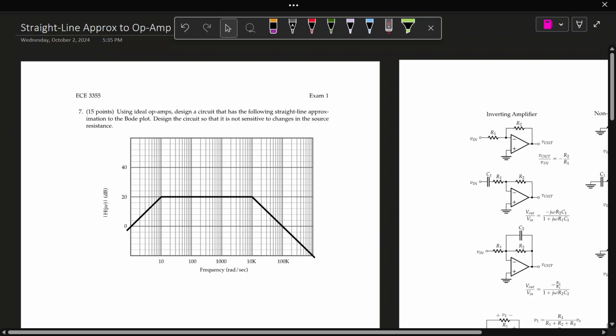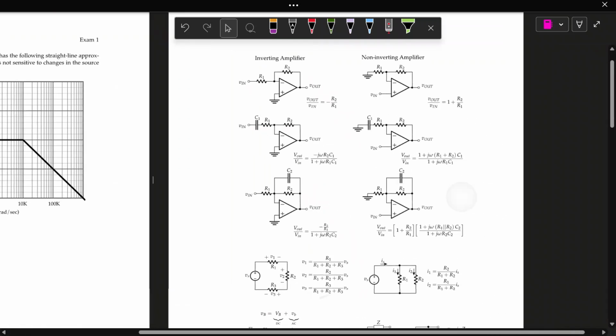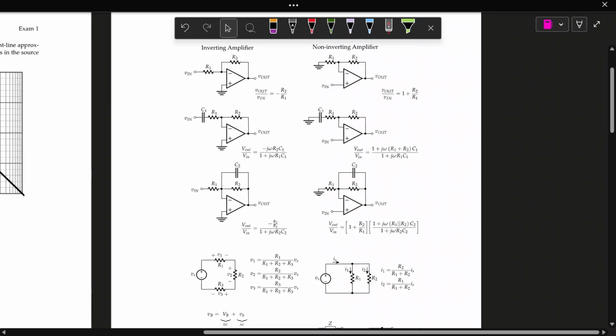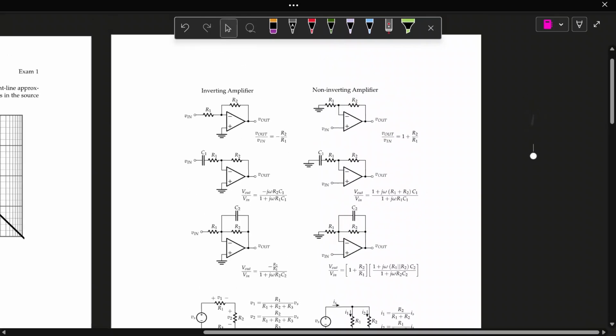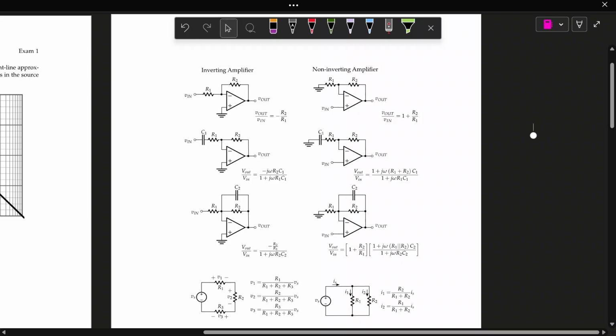Alright, hi y'all. Today we're going to be going over straight line approximations, going from straight line approximations to op-amp configurations. Now, before we get into this specific problem, we need to understand what these op-amps give to us in straight line approximation sketches. So let's look at these and figure out the sketches here. We're going to be labeling these arbitrarily 1, 2, 3, and 4.